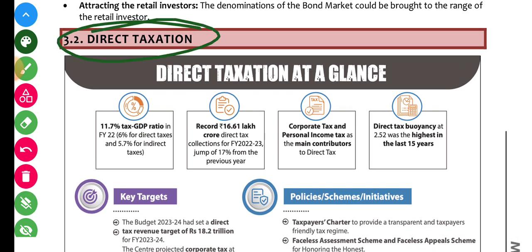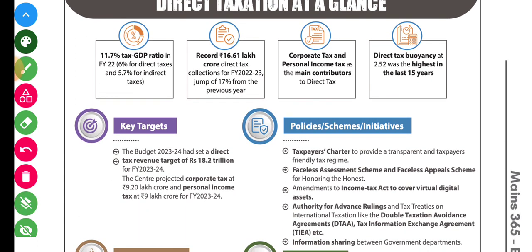Next is direct taxation. What is the present scenario of direct taxation in India? The tax to GDP ratio is 11.7%: 6% for direct taxes and 5.7% for indirect taxes. So keep this in mind.